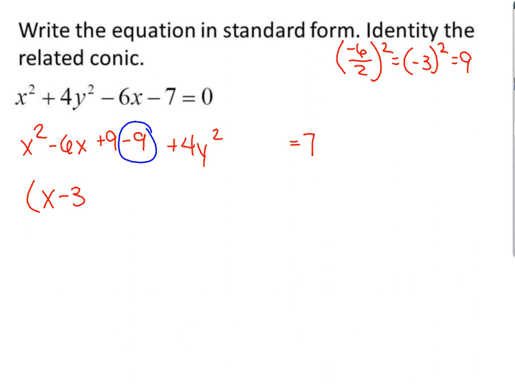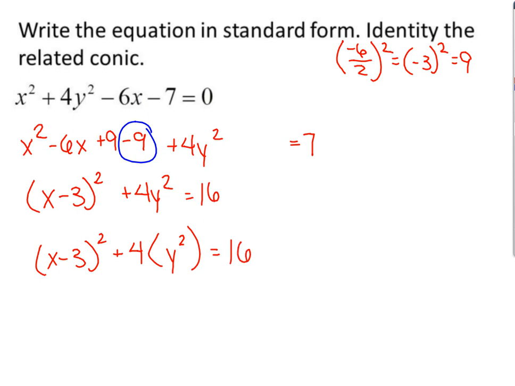So this is going to be x minus 3 squared, because negative 3 times negative 3 gives me a positive 9. Negative 3 plus negative 3 gives me negative 6. If we take that negative 9 to the other side, 7 plus 9 is going to give us 16. Now we do need to factor out that 4 because the y needs to be by itself. And so this is going to give us x minus 3 squared plus 4 times y squared is equal to 16.